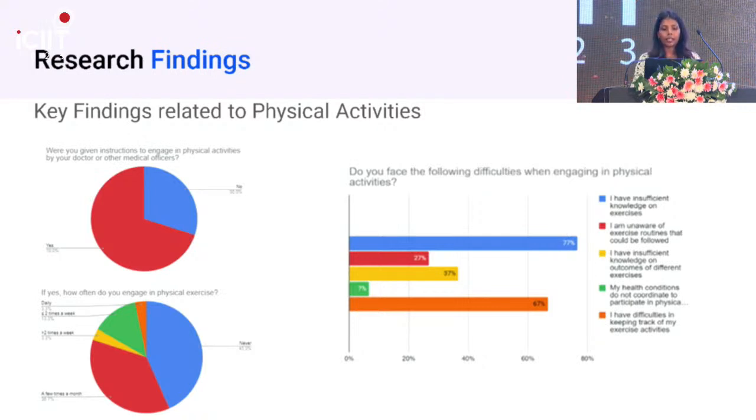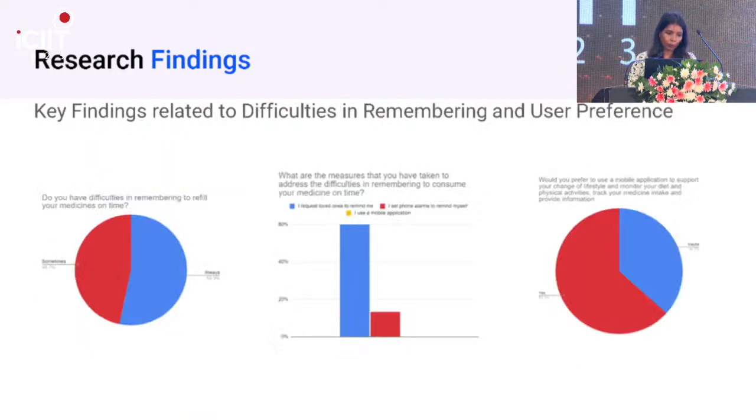So when we asked them what the difficulties are that they have in engaging in physical activities, the majority mentioned that they have insufficient knowledge on exercises, and that they were unaware of exercise routines that could be followed. They also mentioned that they had insufficient knowledge on the different outcomes of different exercises and much more. So we also questioned them about their memory in terms of an HIV patient.